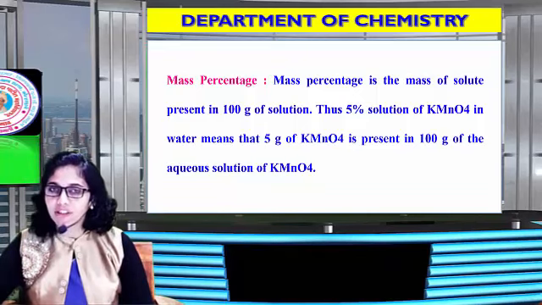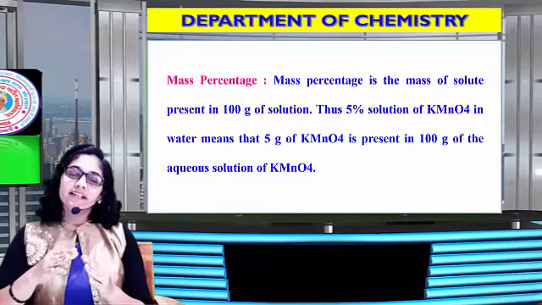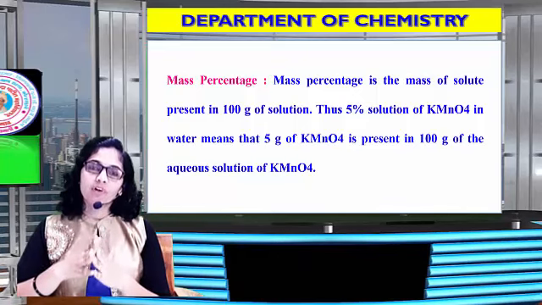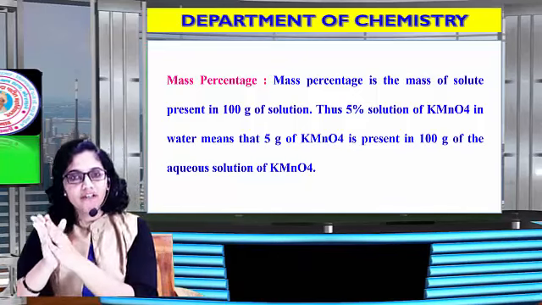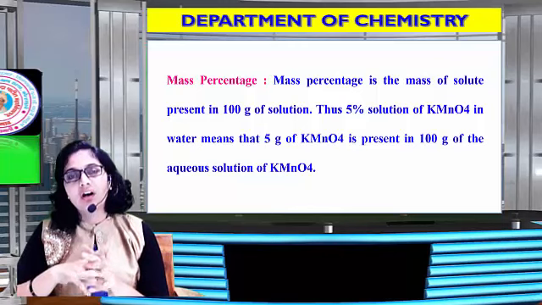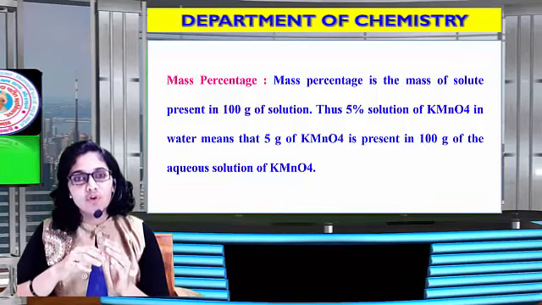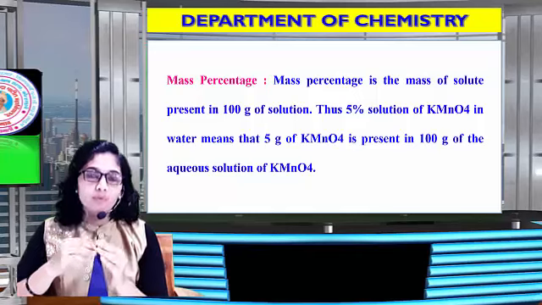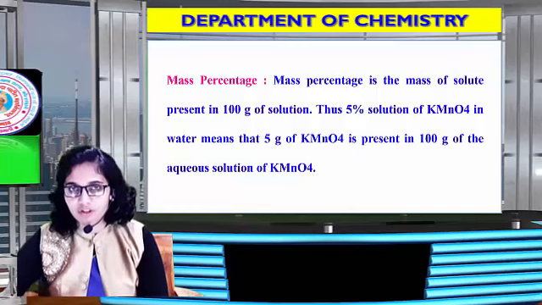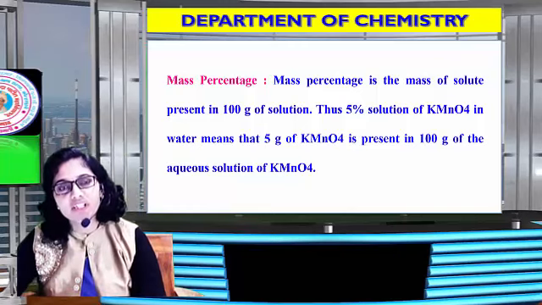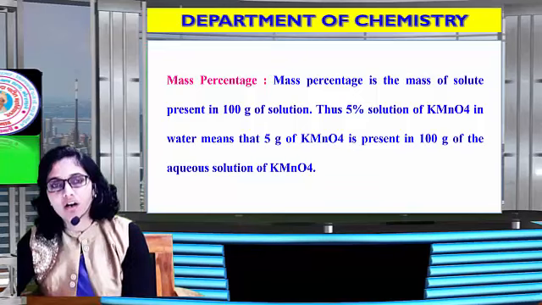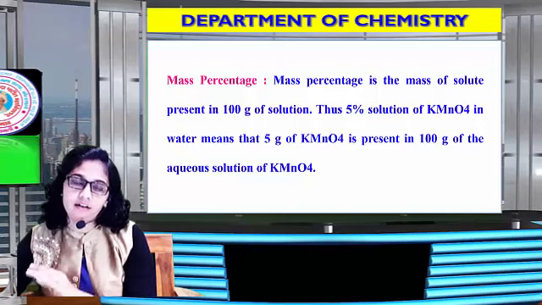A percent solution is the mass of solute present in 100 gram of the solvent. For normality and molarity, we take 1 liter or 1 kilogram, but here we take 100 gram of the solvent. The amount of solute in grams per 100 gram of water is the percent solution. So for the preparation of a 2% sugar solution, we need to dissolve 2 gram of sugar in 100 gram of water.